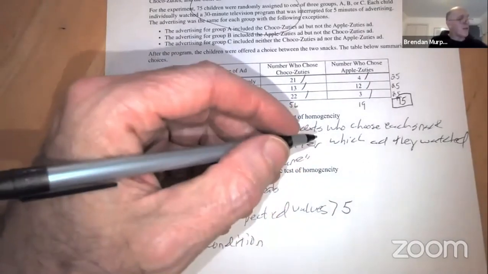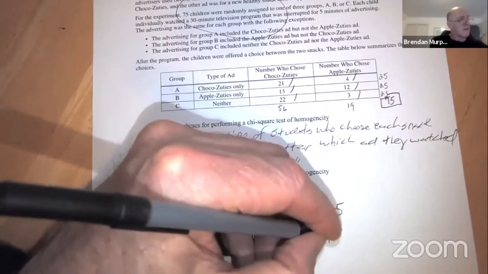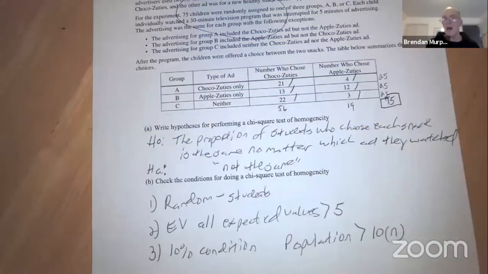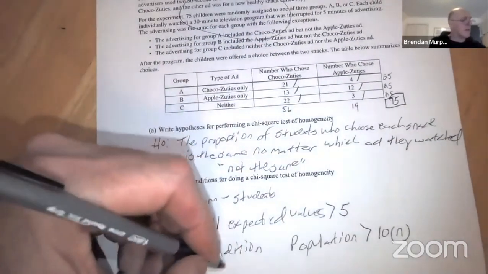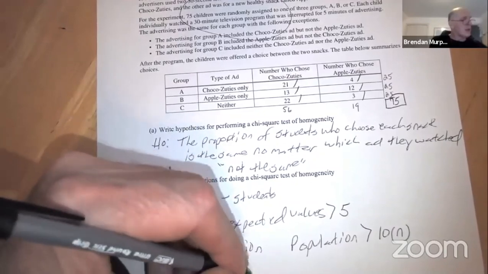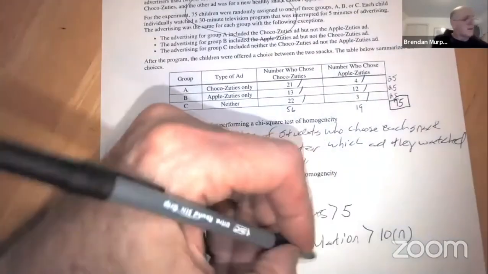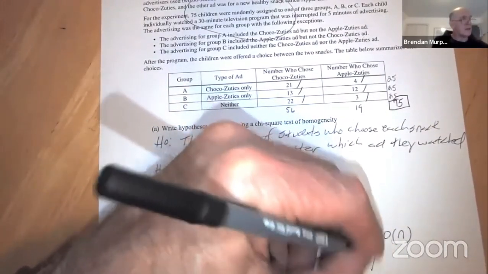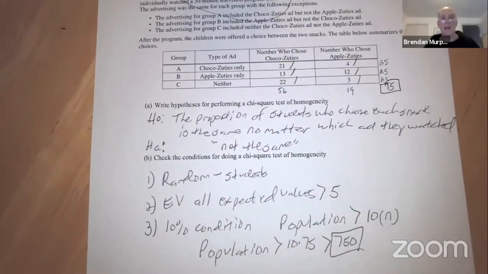10% condition, we want our population to be greater than 10 times our sample size. Other books, other teachers may say the opposite, but it's really the same thing. And so is our population greater than 10 times 75? Is our population greater than 750? And I'm going to call that an assumption.